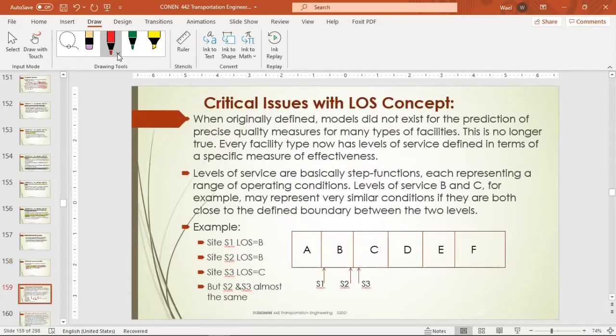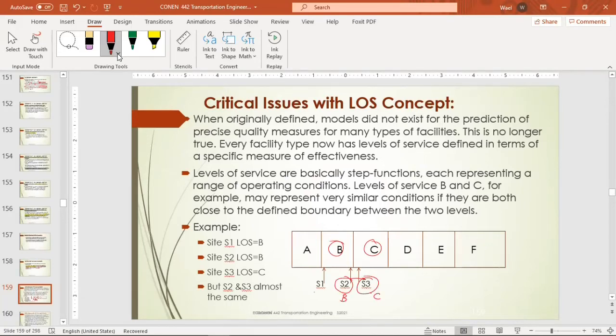Okay. There are some critical issues with the level of service concept. As I mentioned before, it's a letter-based grading system, so it's a step function. The problem here is that if we have site one, site two, and site three, site one and site two are equal because they are level of service B. Site three is C. However, site two is almost identical to site three, but this one is C, this one is B.